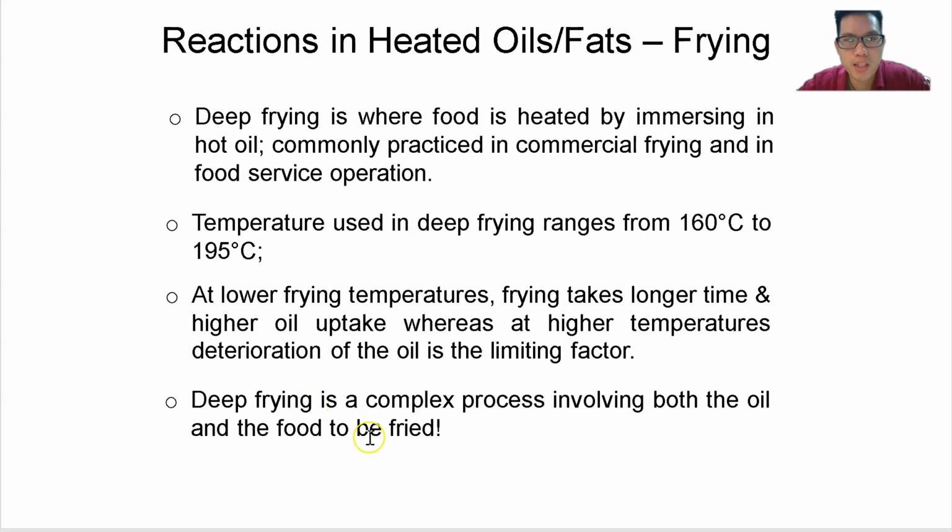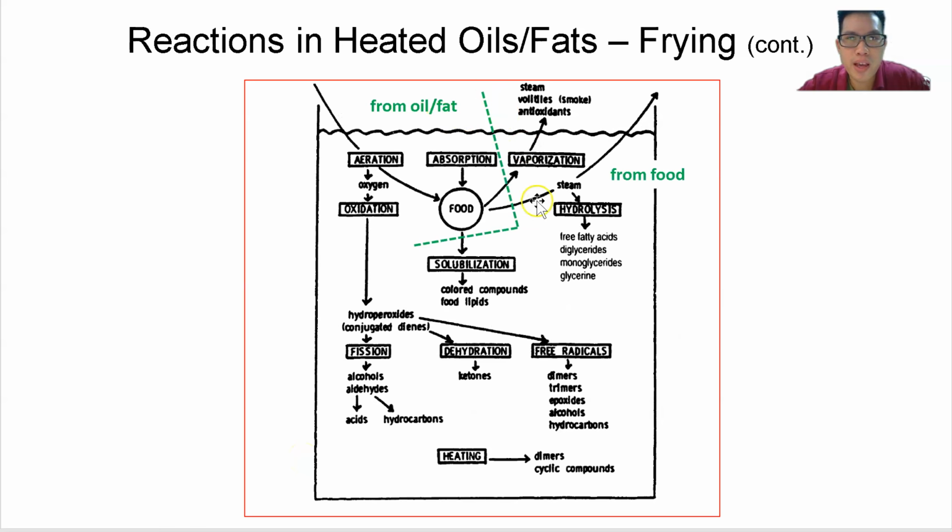Deep frying is a complex process involving both the oil and the food to be fried. If you look at this diagram, from here is basically the food being thrown into the frying oil. So this here is the frying oil, and the food goes inside. When you dunk your food into the frying oil, the throwing leads to aeration. The aeration will introduce oxygen, and because of the high temperature of deep frying, 160, 180, the oxidation will be faster and produce a lot of these products.